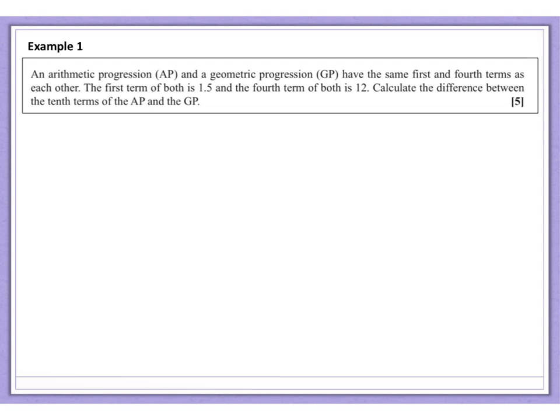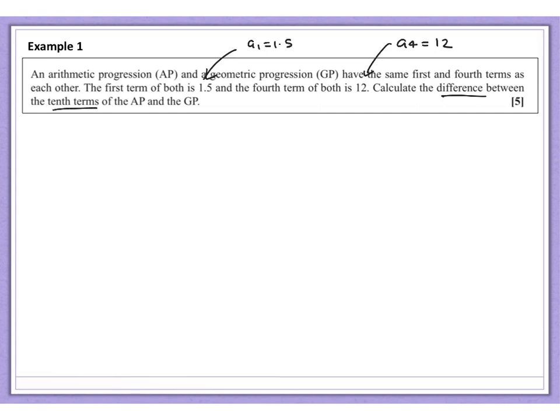So, straight in with an interesting question. An arithmetic progression and a geometric progression have the same first and fourth terms as each other. The first term of both is a, and the fourth term of both is 12. So a1 equals 1.5 for both of them, and a4 equals 12 for both. Calculate the difference between the 10th terms of the AP and the GP.